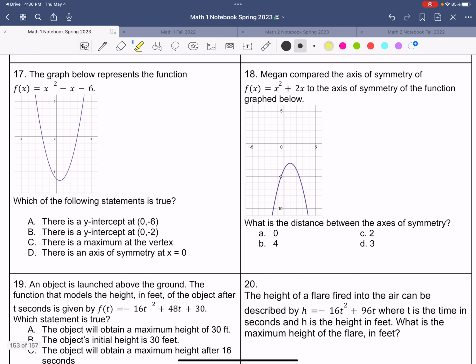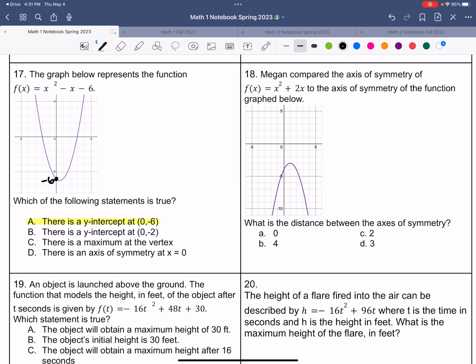Okay, 17. Which statement is true? It says the graph below represents this equation. So we're not comparing, it's an equation and the graph is given. Is there a y-intercept at (0, -6)? Based on this graph, looks like each of these is 1. So yeah, that's true, actually. -6 is your y-intercept. So there would not be a y-intercept at (0, -2).